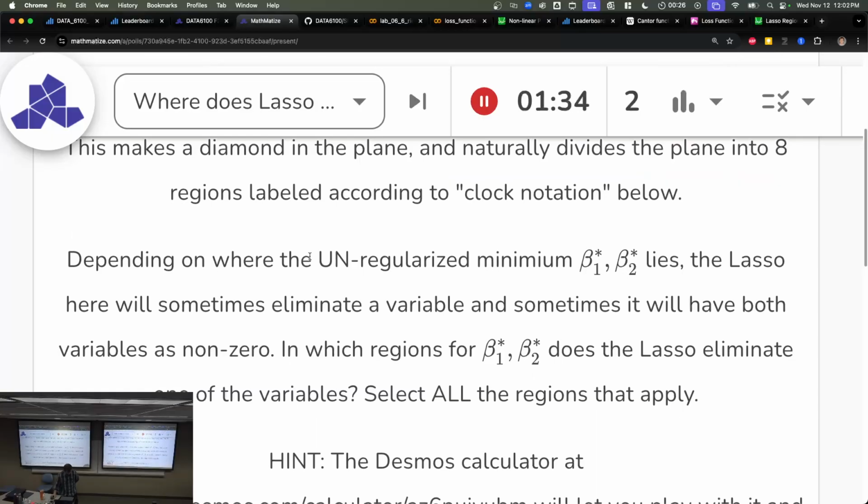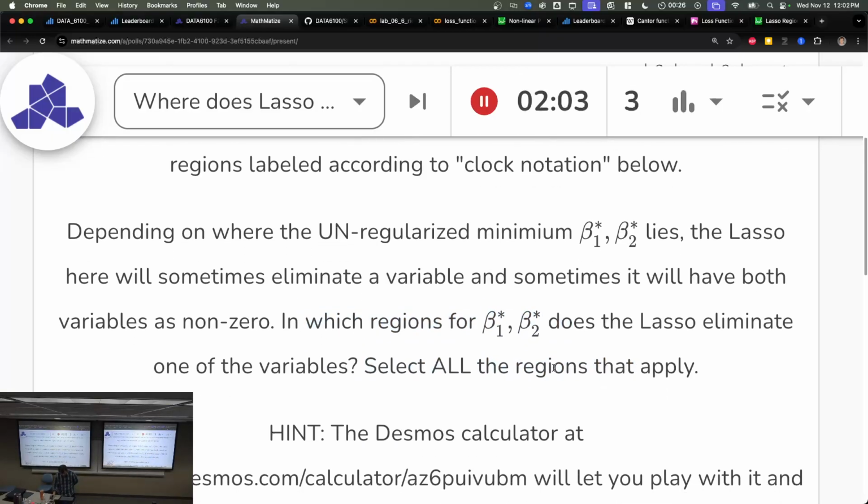All right. Here's the statement. Depending on where the minimum lies, the ordinary minimum, beta 1 star, beta 2 star, the lasso will sometimes eliminate a variable, and sometimes it will have both variables as non-zero. So sometimes it eliminates a variable, sometimes it doesn't. In which regions of beta star 1, beta star 2 does the lasso eliminate the variable? So the statement is, whether or not it eliminates variables depends on the location of beta 1 star, beta 2 star, and I want you to select the regions where it works.